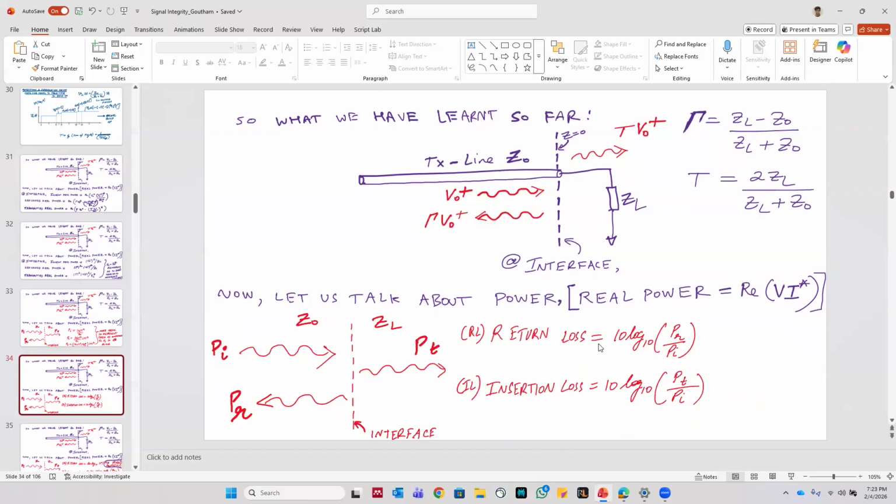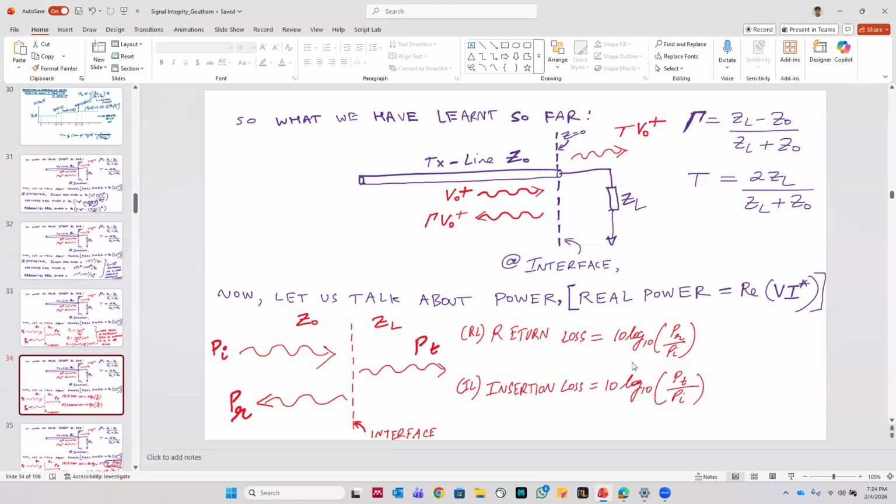And then you define return loss as the log of the reflected power by incident power. So what you're doing is representing the ratio of powers with a log, because sometimes the amount of power that's reflected back is so small, maybe 0.001% of the incident power, that it makes more sense to use a log, because you can cover a wider range, right? So you define return loss, and as the name suggests, return means reflected, as 10 log to the base 10 of the reflected power by the incident power, and the insertion loss as log to the base 10 of transmitted power by incident power.